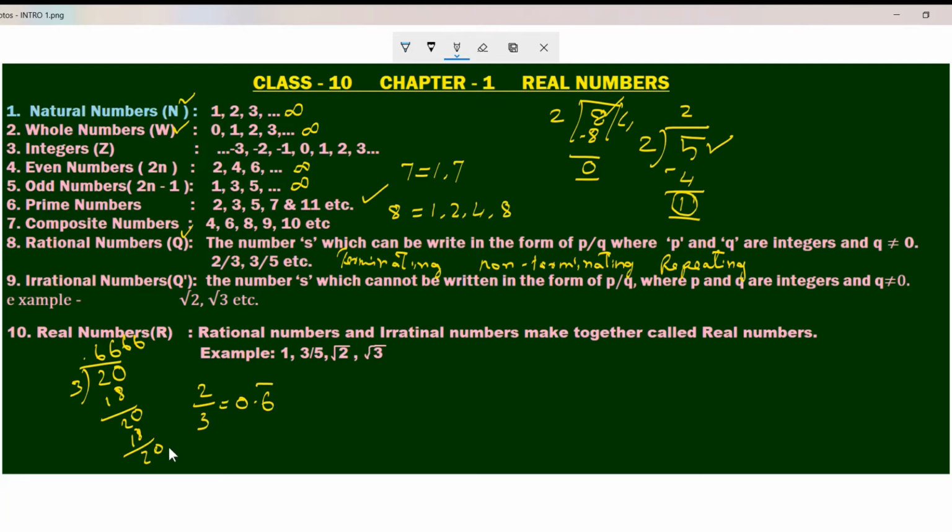Terminating means what? Somewhere you will get the remainder 0. But in this case, you won't get 0. So we are saying it is non-terminating, repeating. Got it?